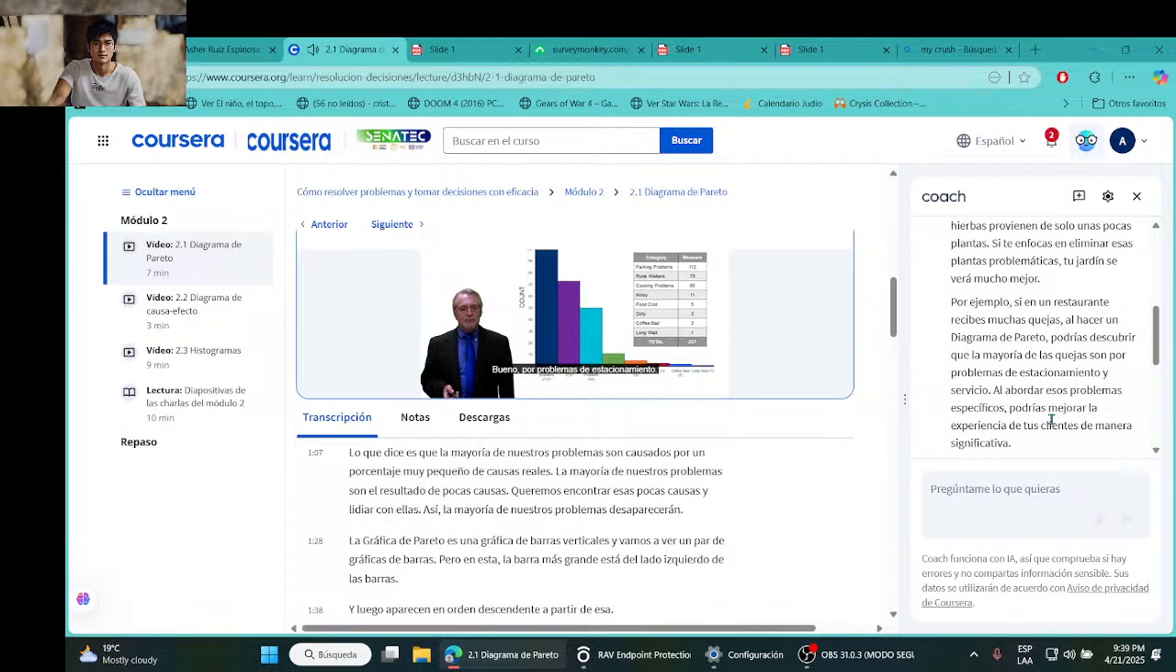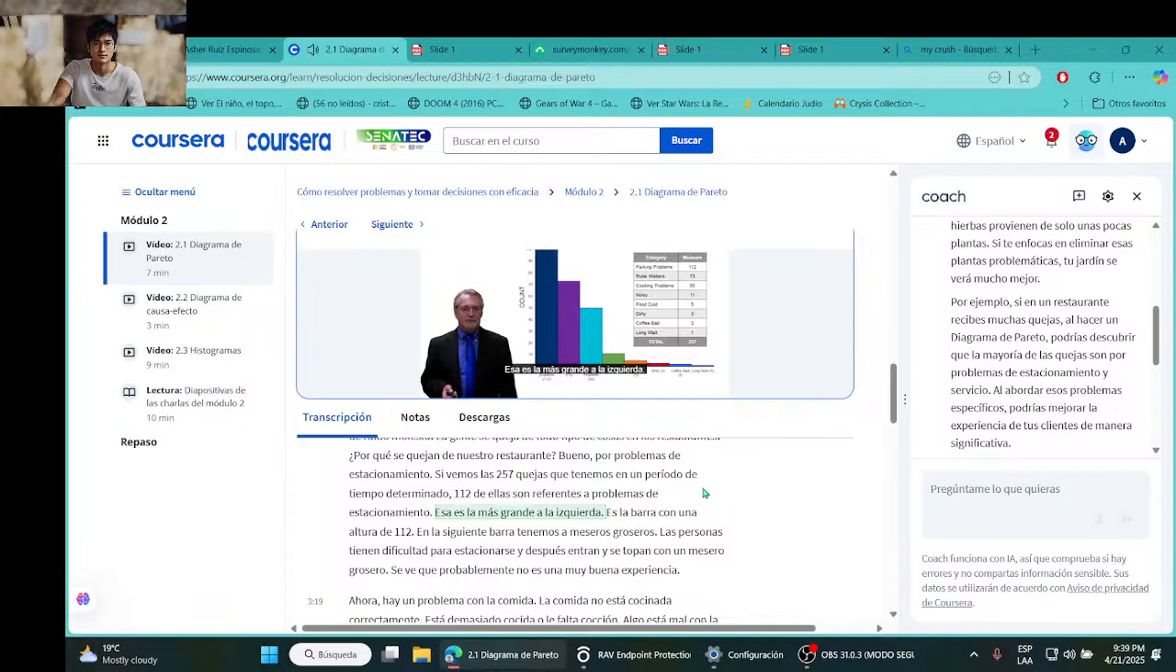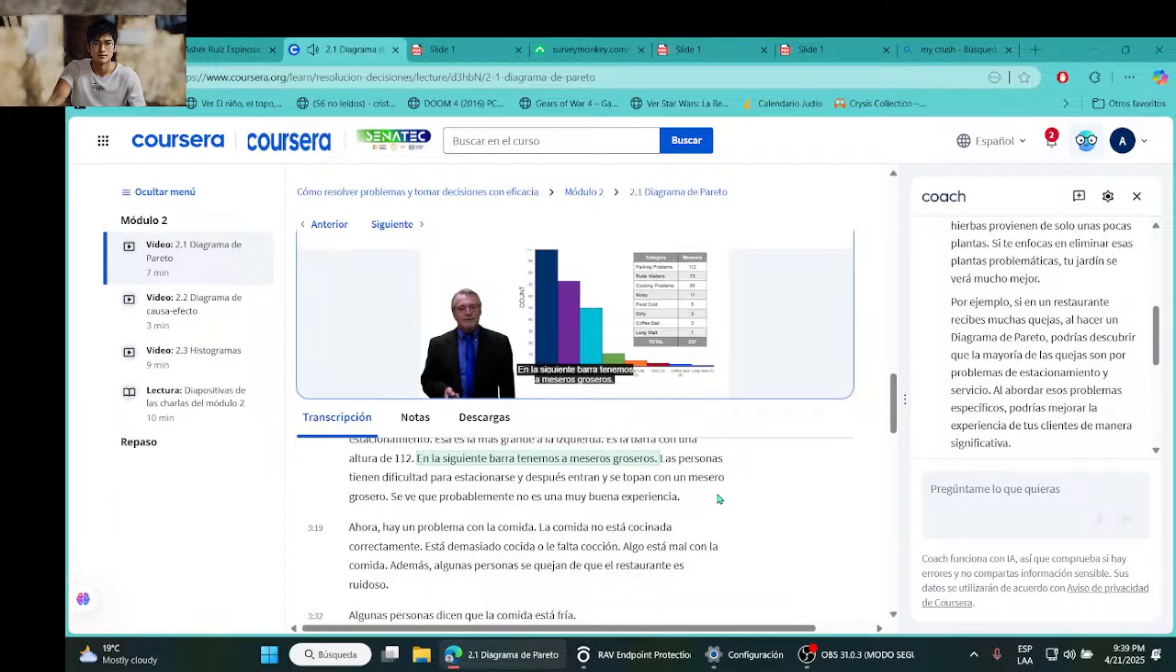Well, parking problems. If we look at the 257 complaints we have in a certain period of time, 112 of them are parking problems. That's the tall bar out on the left. That's the 112, the tall bar. The next bar, we've got rude waiters. So people are having a hard time parking, then they get in there and get a rude waiter. So right away it's probably not a very good experience.